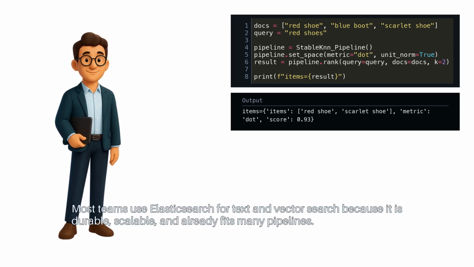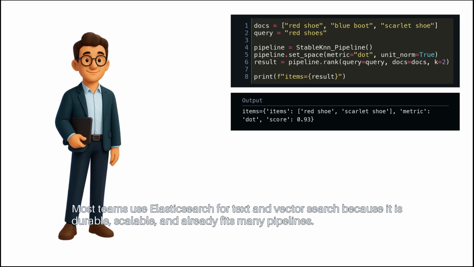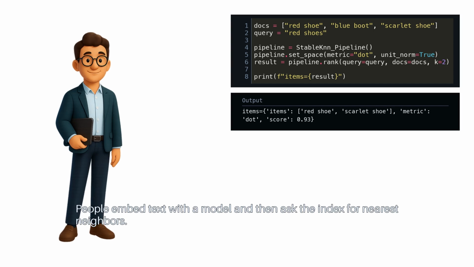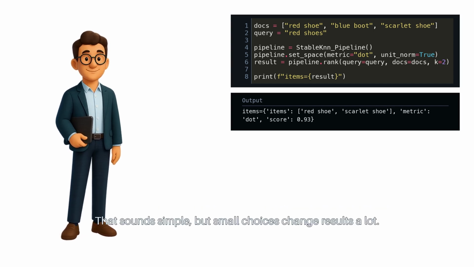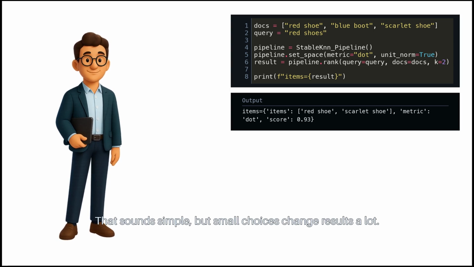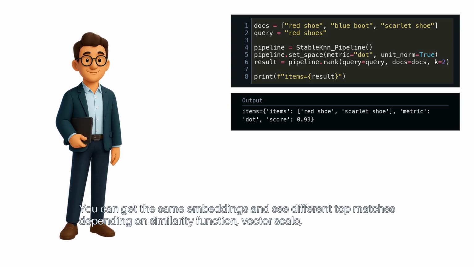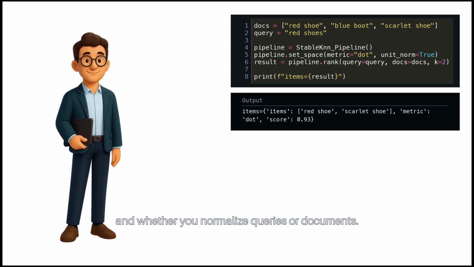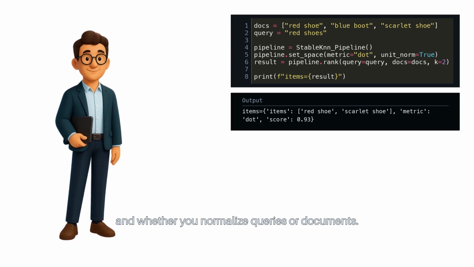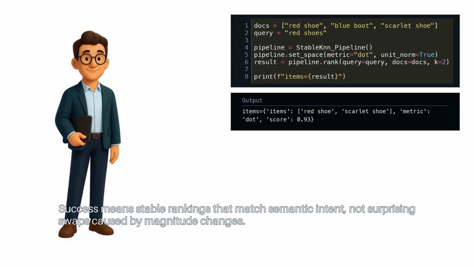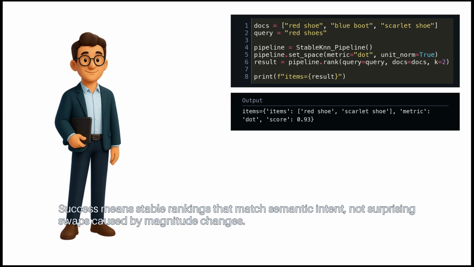Most teams use Elasticsearch for text and vector search because it is durable, scalable, and already fits many pipelines. People embed text with a model and then ask the index for nearest neighbors. That sounds simple, but small choices change results a lot. You can get the same embeddings and see different top matches depending on similarity function, vector scale, and whether you normalize queries or documents. Success means stable rankings that match semantic intent, not surprising swaps caused by magnitude changes.